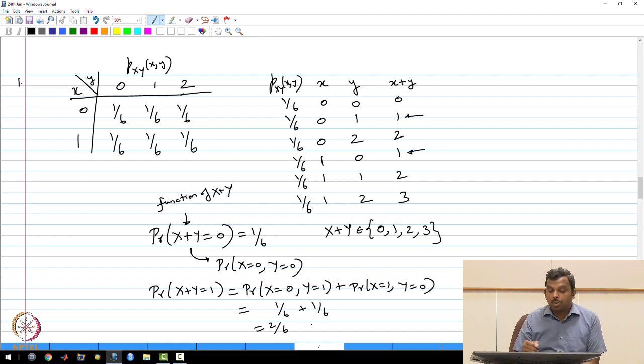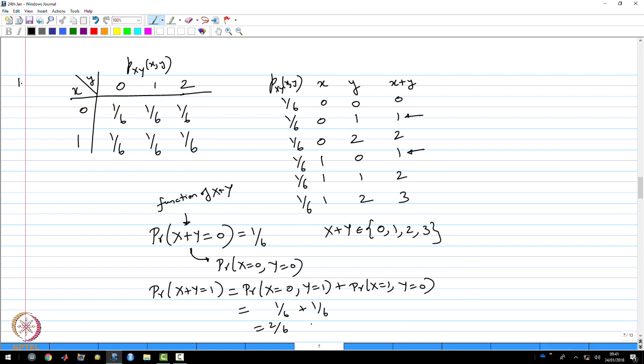Okay, so that's the probability for x plus y is 1. Okay, so now you can keep continuing. Supposing you say, I'm interested in x plus y is 2. Again, from the table, you can quickly see that there are two possibilities here, so you'll get 2 by 6. And you want to look at the probability that x plus y is 3. This is one possibility, so 1 by 6.